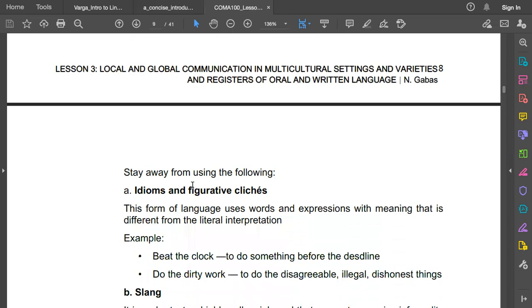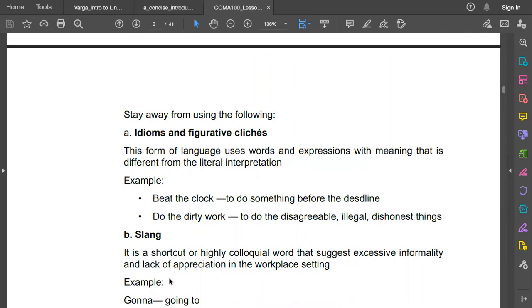Stay away from the following idioms and clichés. You don't need to do this. You stay to the point. So for idioms and figurative clichés, like beat the clock when you just want to say before the deadline, you say, please submit everything before the deadline. Do not beat the clock. Somehow, some cultures may not understand that. If it's just general, beat the clock can be understood. Do the dirty work, or do the disagreeable, the illegal, dishonest thing. So avoid also or go straight to the point.